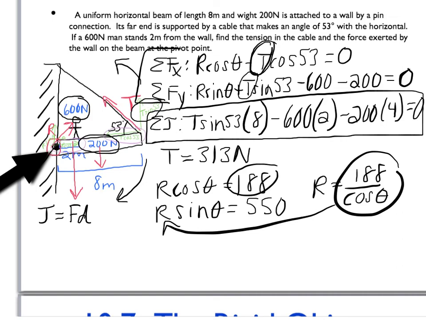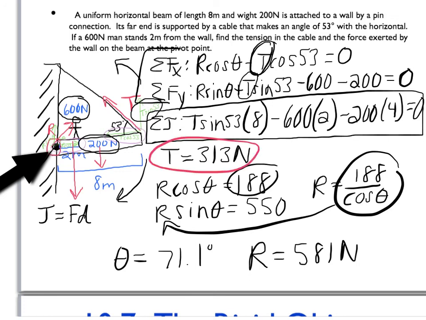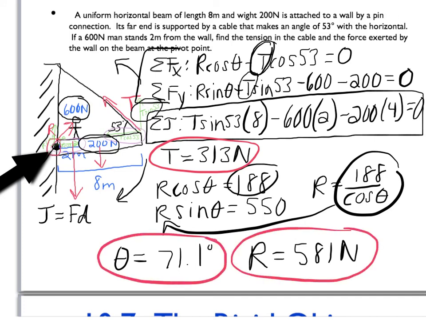What you'd find is that you'd get theta equal to 71.1 degrees, and you'd find that force R equal to 581 newtons. We are now left with everything that we wanted. We wanted the tension force, and we wanted the force exerted by the wall. The wall was 581 newtons at an angle of 71.7 degrees from the horizontal.